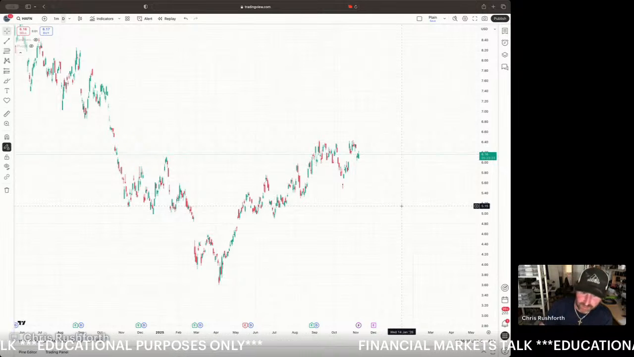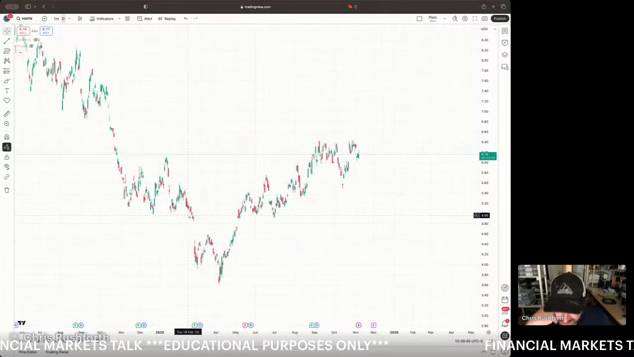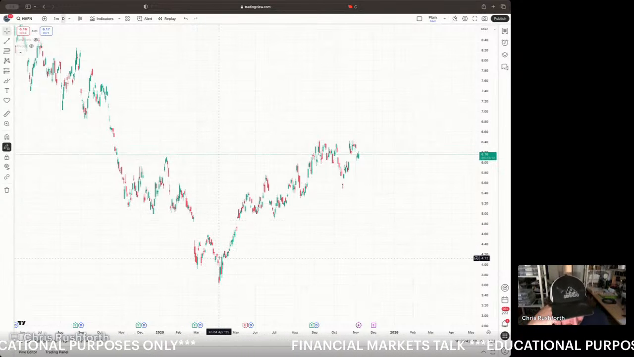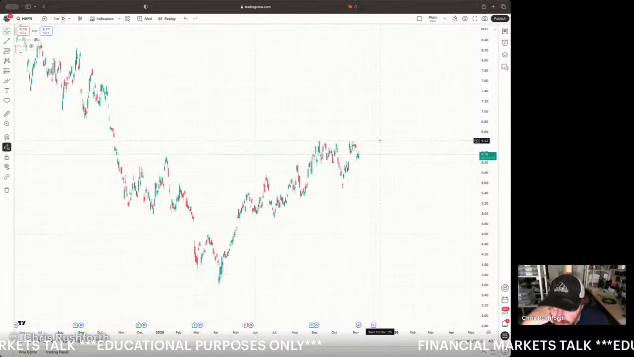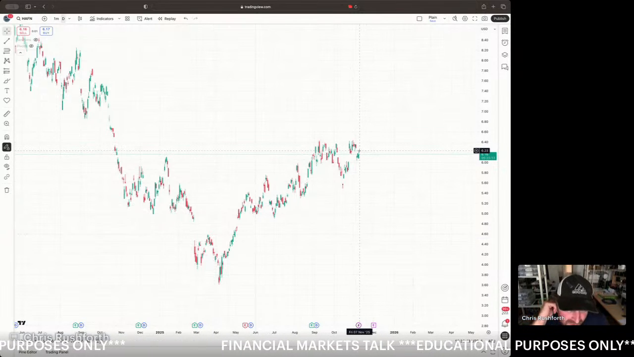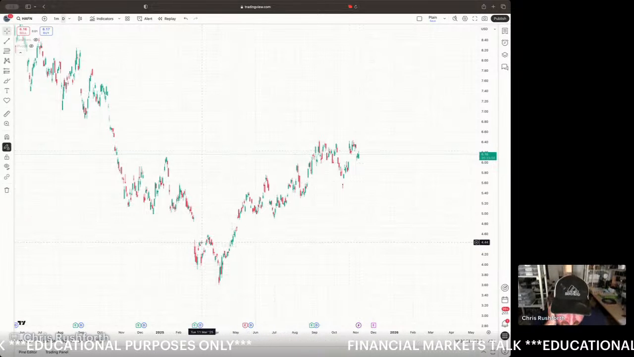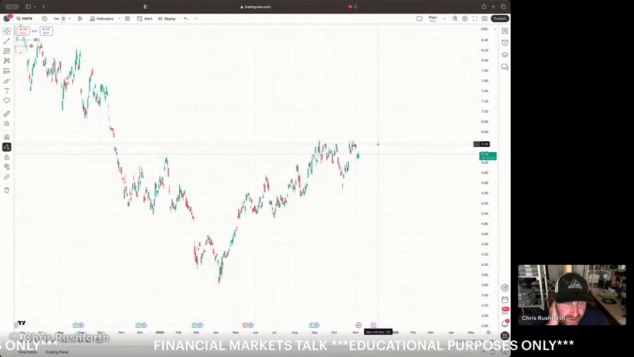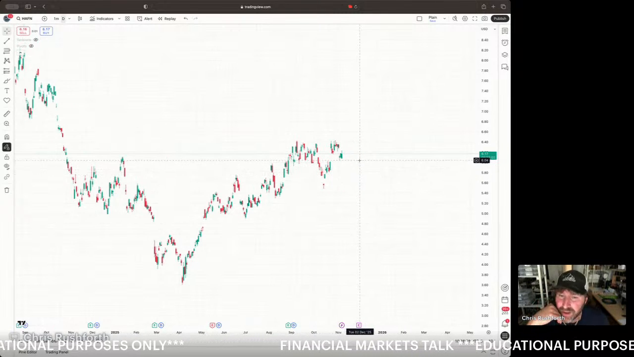I was buying it down here at the $4 range. Now I'm still holding it, and it's basically gone up 50 or so percent. I was buying it at around $4, $4.20. Now it's at around $6, $6.20. We've got a green day today.